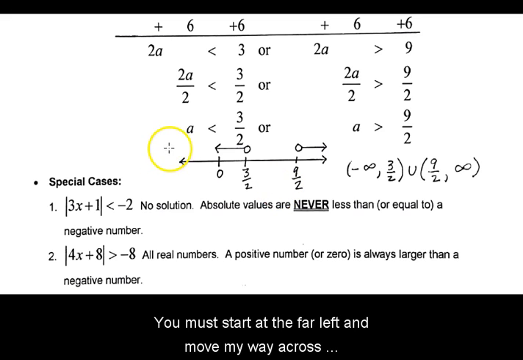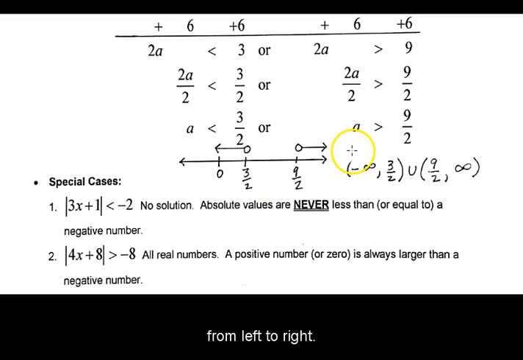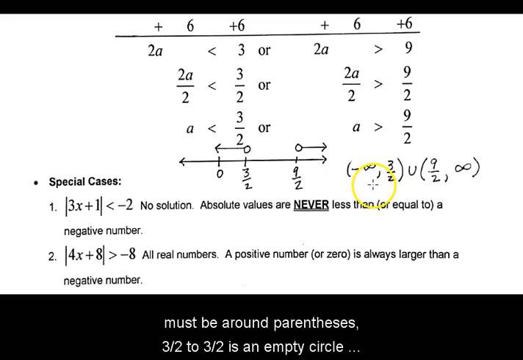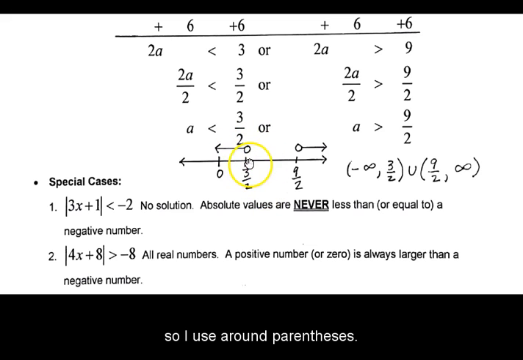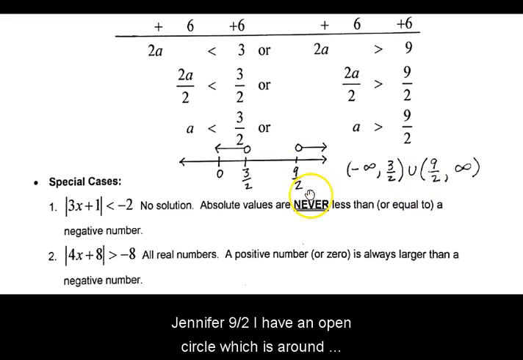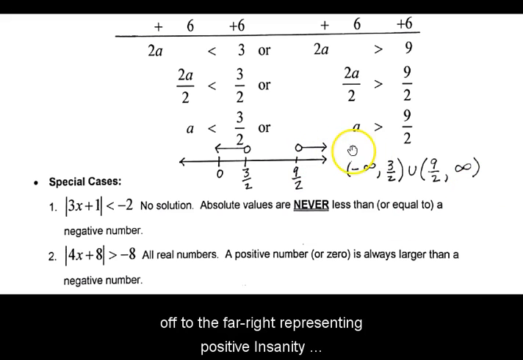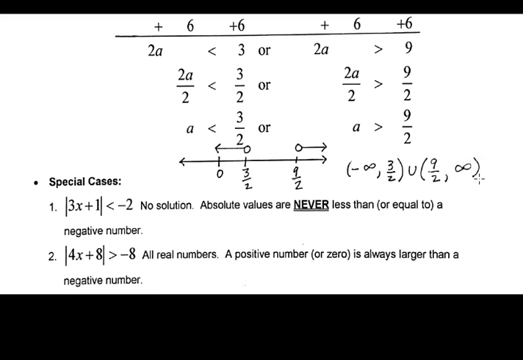I must start at the far left and move my way across from left to right. The far left is the arrow representing -infinity, which must be around parentheses, comma, 3/2. The 3/2 is an empty circle, so I use a round parentheses. The U symbol is union, which represents or. Then for 9/2, I have an open circle, which is a round parentheses, continuing towards the arrow, which goes off to the far right, representing positive infinity, always with a round parentheses.